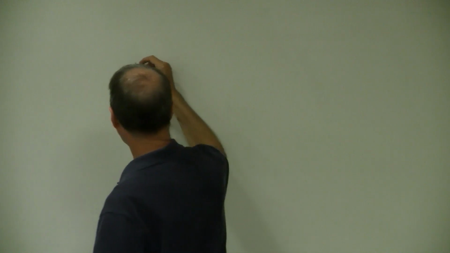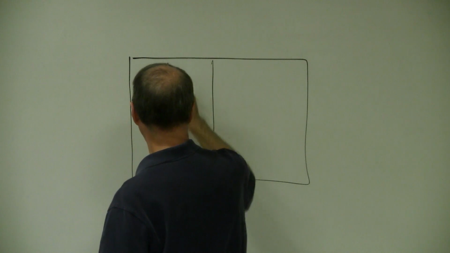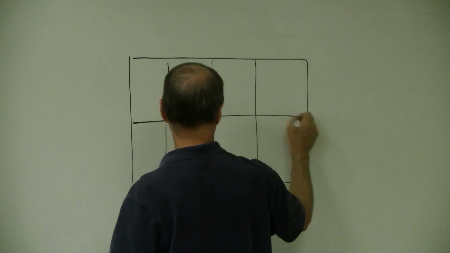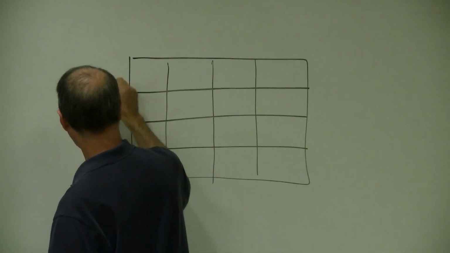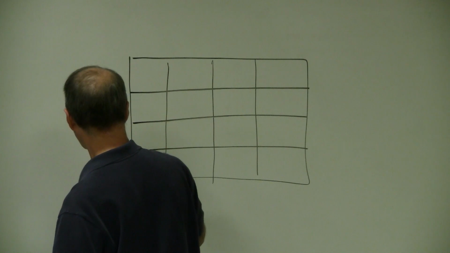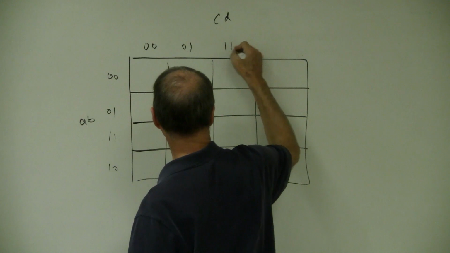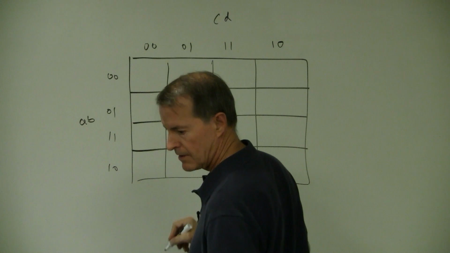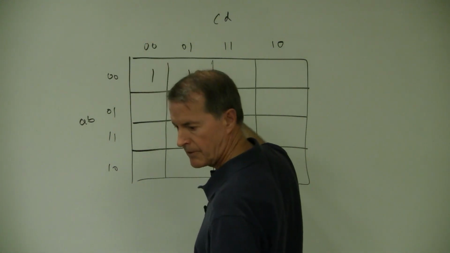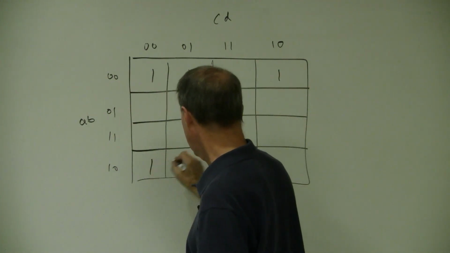So let's do another one. Here's AB 00, 01, 11, 10, and CD 00, 01, 11, 10. And let's put ones here, here, here, here, here, here, and here.